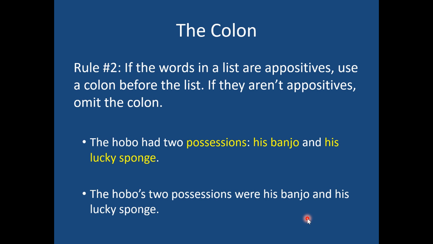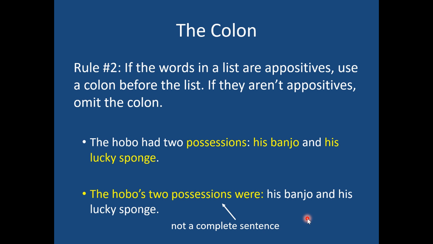Rule number 2, if the words in a list are appositives, you can actually use the colon before that list. But if they're not appositives, don't use a colon. Let me show you what I mean. If I said the hobo had two possessions: his banjo and his lucky sponge. Well, in this case, banjo and lucky sponge are appositives of the word possessions, and I could say the hobo had two possessions, period. So that's a full sentence, so I can use a colon, and then I can actually have that appositive after the colon.